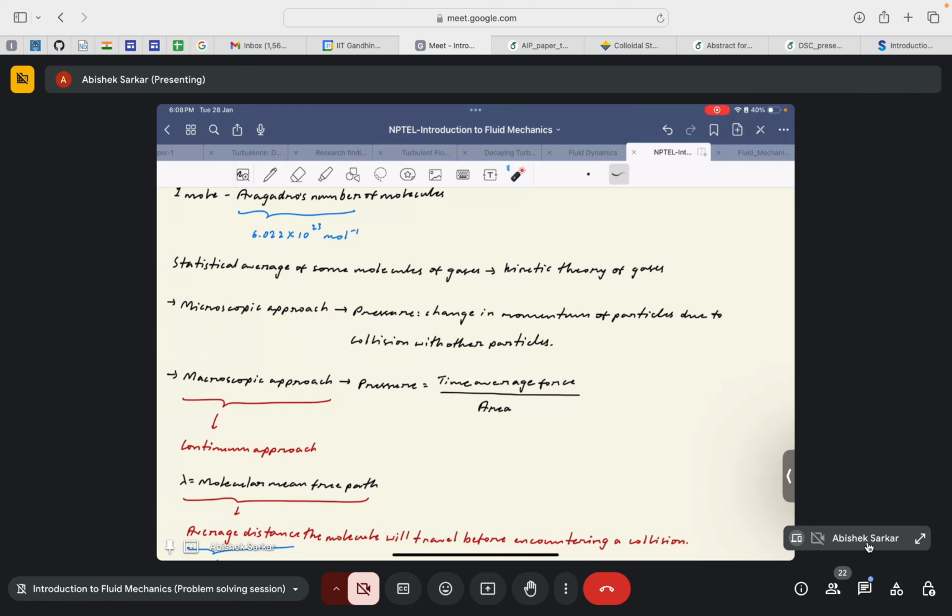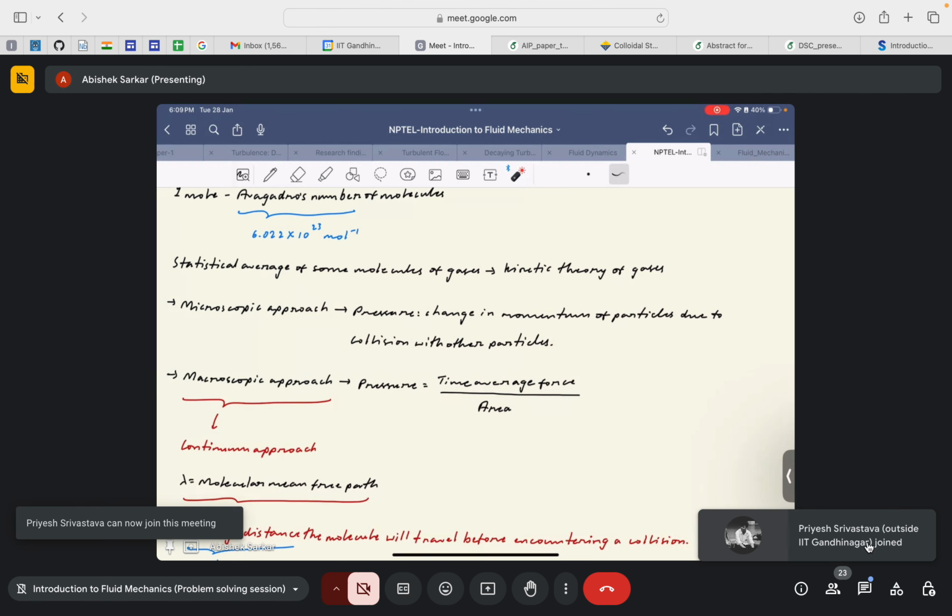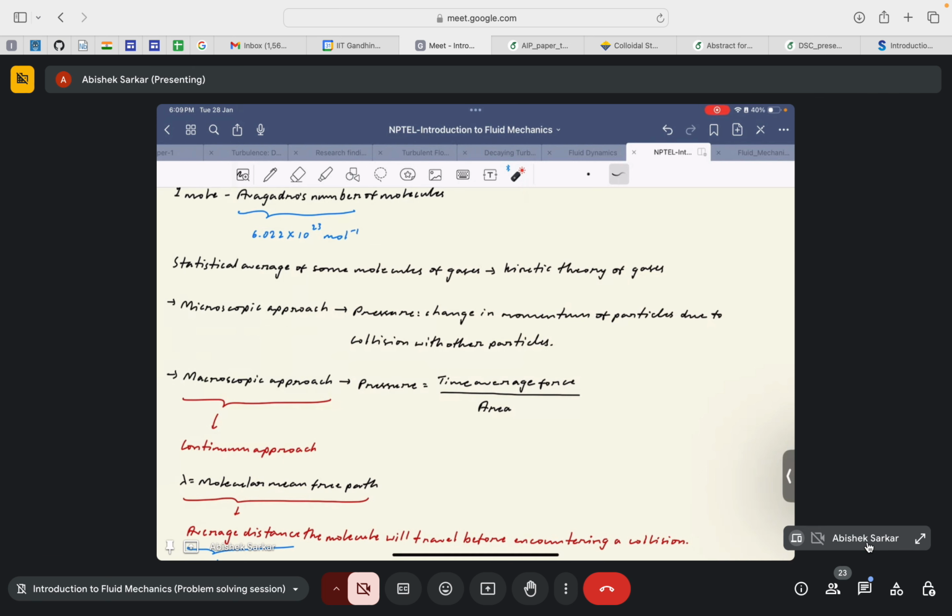For example, one of the parameters or properties of a fluid mechanics system is pressure, which can be defined from the macroscopic perspective as the time average force per unit area. This is just a formal definition of pressure, and I guess Professor Chakraborty has discussed how we are able to perceive this concept when we are dealing with fluid mechanics from the perspective of the macroscopic approach.